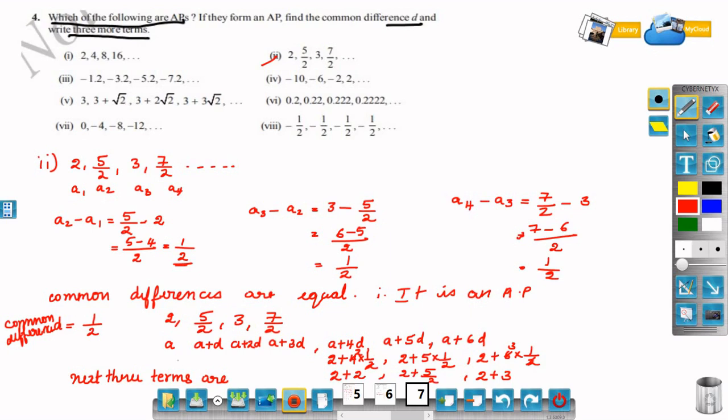A plus D, A plus 2D and A plus 3D are given. You have to find A plus 4D, A plus 5D and A plus 6D. They are 2 plus 2, 2 plus 5 by 2, then 2 plus 3. So the next three terms are 4, 2 plus 5 by 2, 2 twos are 4 plus 5 by 2, 2 plus 3, 5. So the next three terms are 4, 9 by 2, 5.